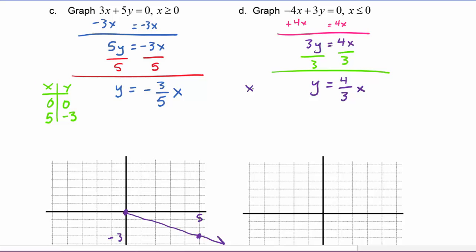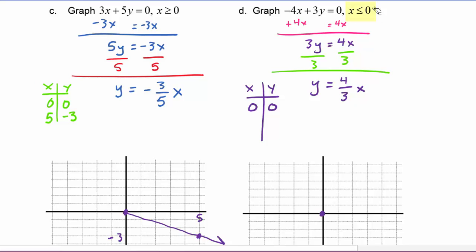We plot a couple points, pick our favorite point, which is x is 0. If we plug that in, we see y is 0. We can go ahead and plot that point. And now we're going to pick an x value that's convenient. We see our denominator is 3, so we want to pick a multiple of 3, 3 or 6 or 9, just to keep our life easy.